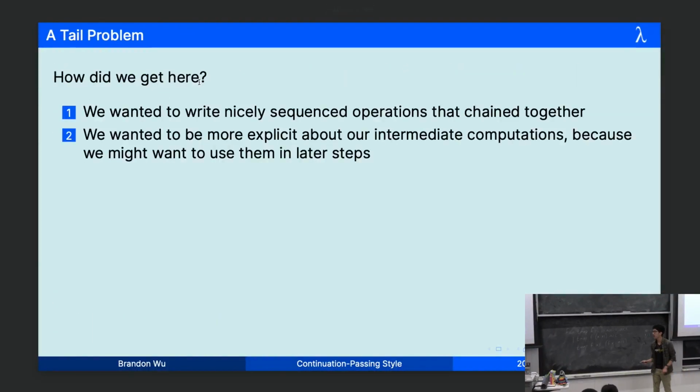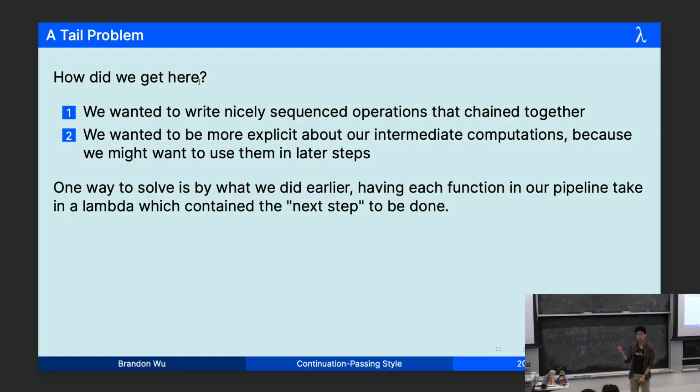So let's recap. How did we get here? How did we go on this journey and arrive where we're at now? We wanted to write nicely sequenced operations. We wanted to put things on their own lines and make it very explicit what we did at each step. And then two, we wanted to be explicit about what they were called. We wanted to bind each result to a name because we might have to use it in a later step. Okay, binding it to a name is more powerful than not, even though it's not human readable, I agree.